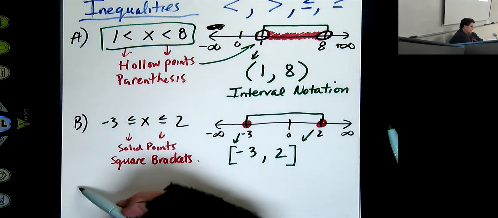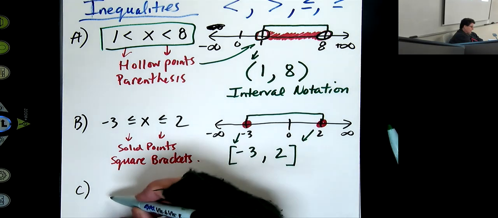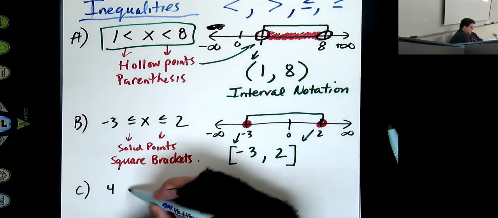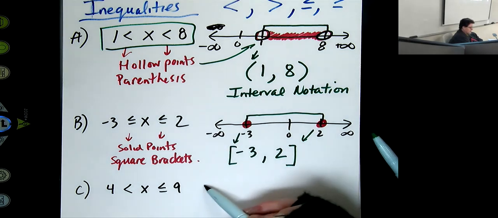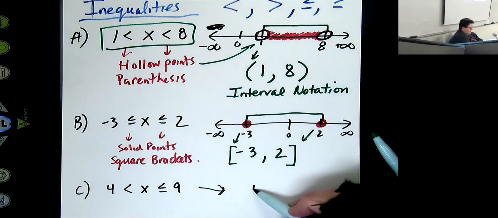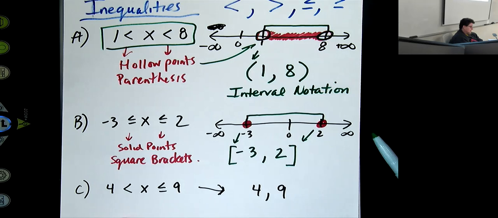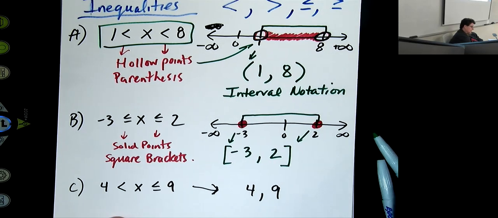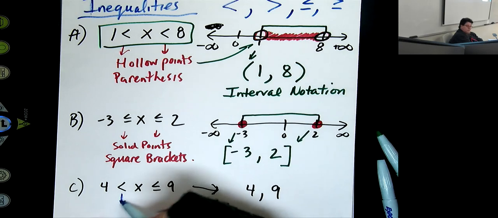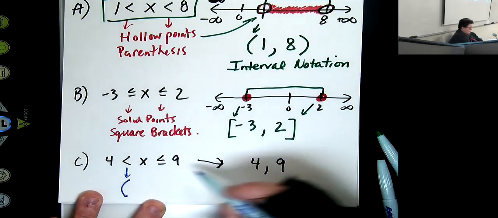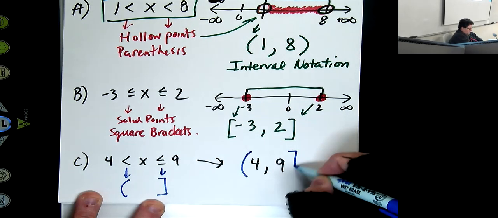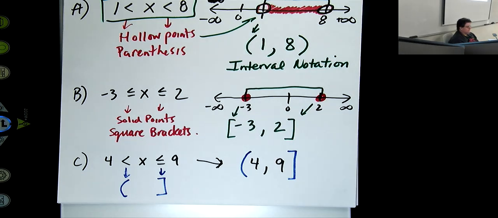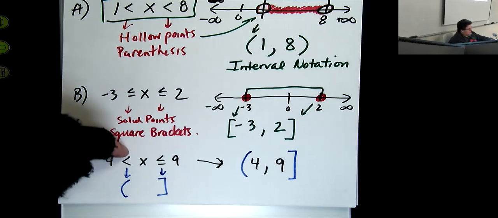So sometimes you can skip the number line. If I had 4 is less than x, which is less than or equal to 9, skipping the number line, I'm going to have 4 going to 9. And now this one doesn't have an equal sign, so it's a parenthesis. This one does have an equal sign, so it's a bracket. So you can mix and match. It's important to know. It all just depends on what this symbol is.